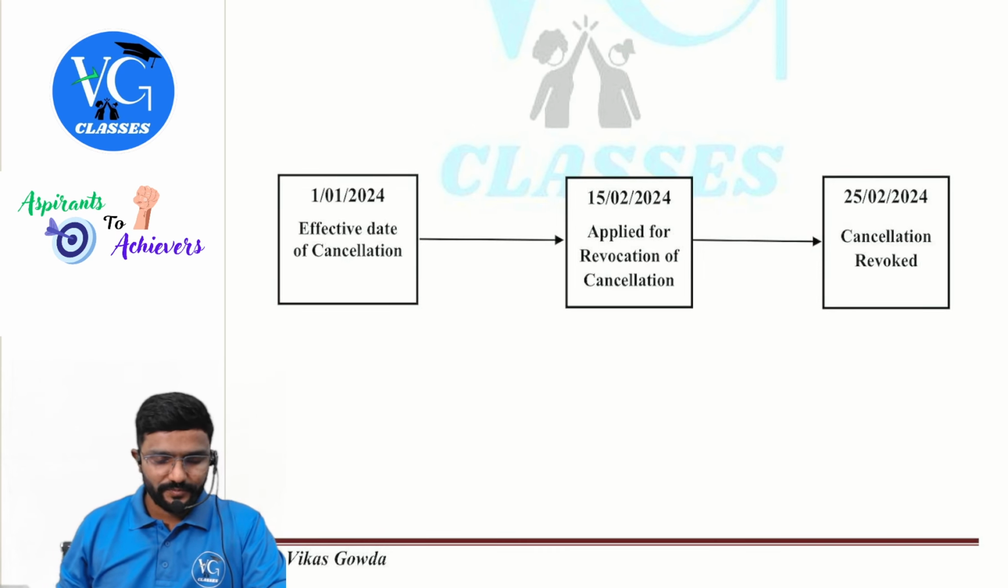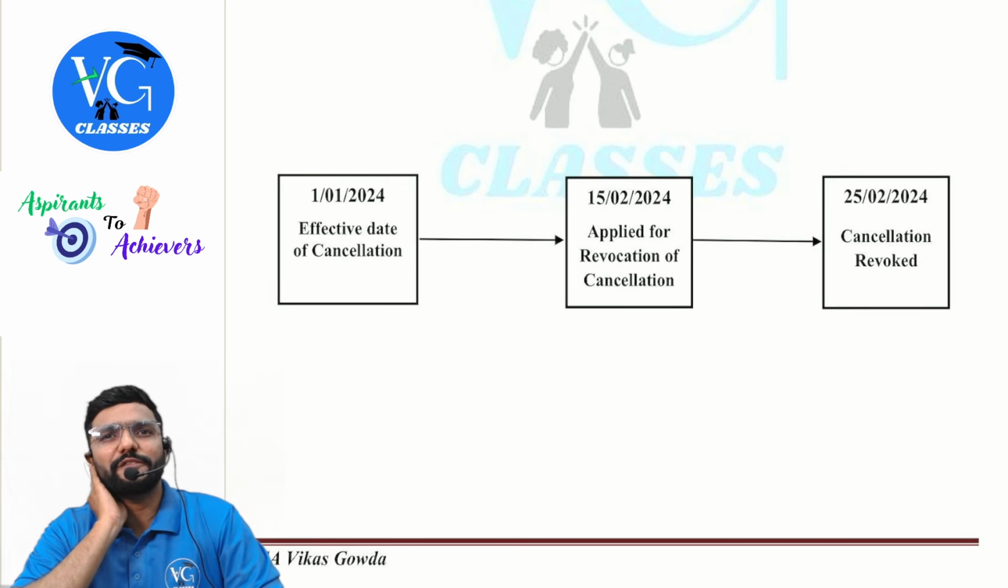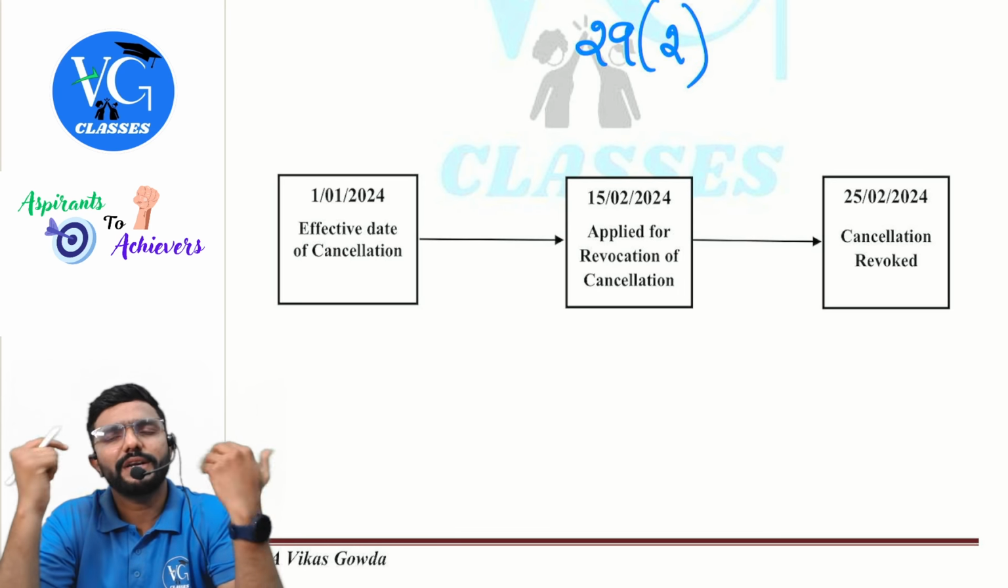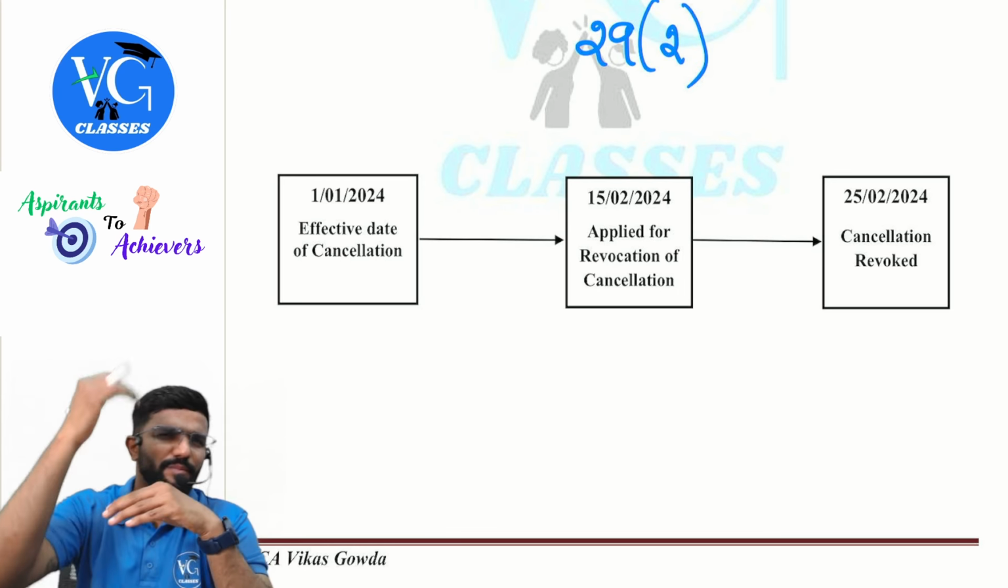Sir, my registration is cancelled by the proper officer. I have violated some conditions given. Guys, as per section 29 subsection 2, the proper officer can initiate cancellation of registration of a registered person. Why, sir? Because I have violated some provision. They have given the list of violations. If I have been involved in any of that, the proper officer can serve a notice and cancel my registration. There is a procedure for it which we will discuss in section 29.